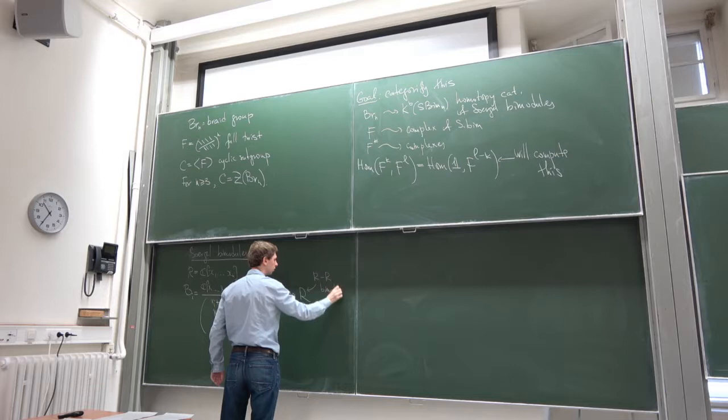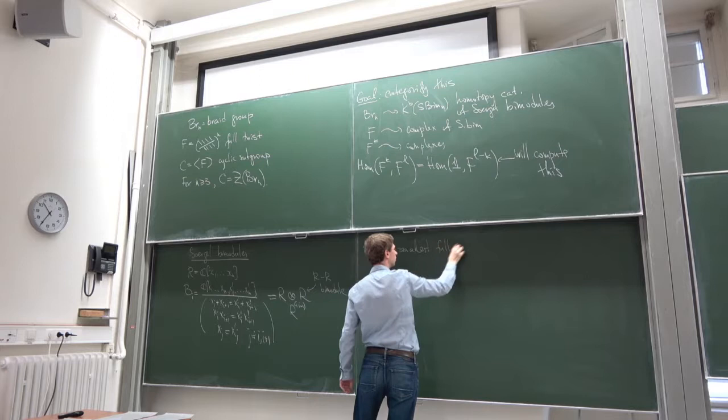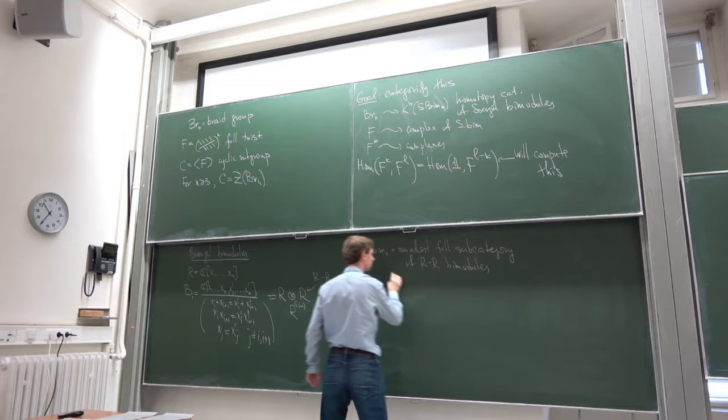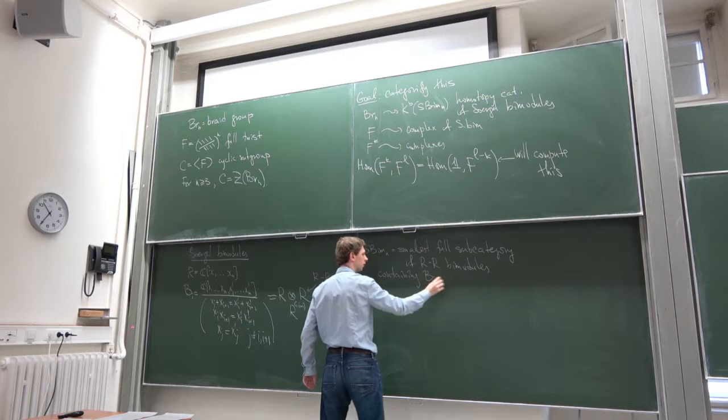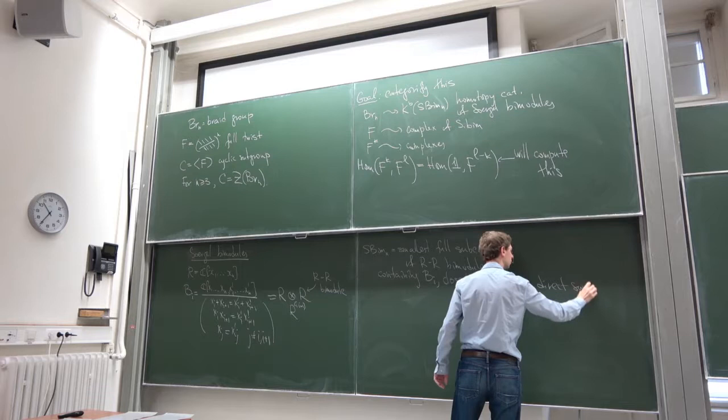And so SBim_n is the smallest full subcategory of R-bimodules containing B_i and closed under tensor product, direct sum, direct summands, and I guess I have to say grading shift.